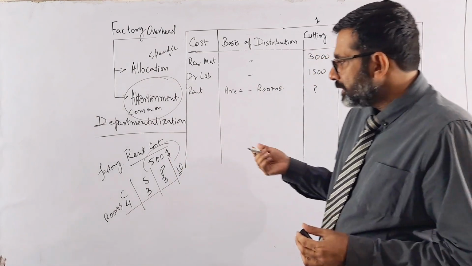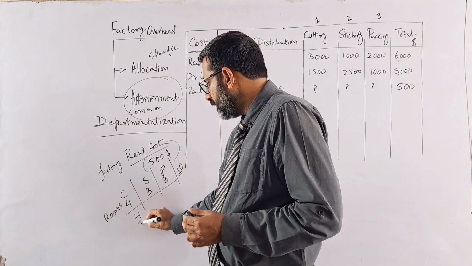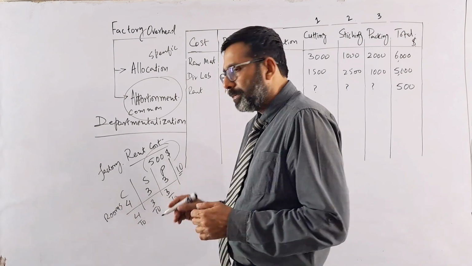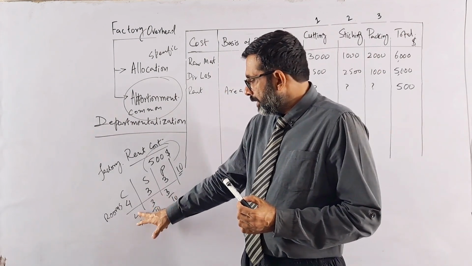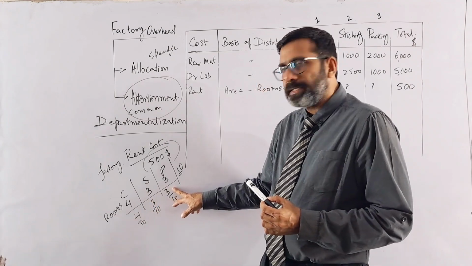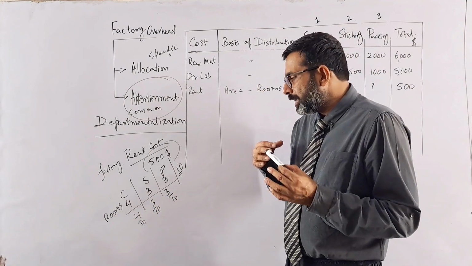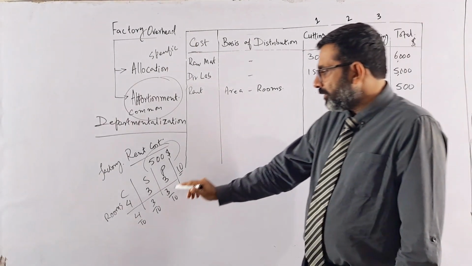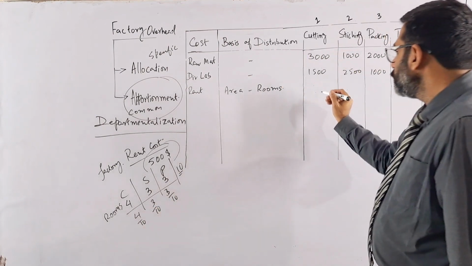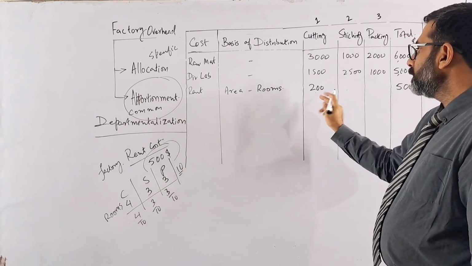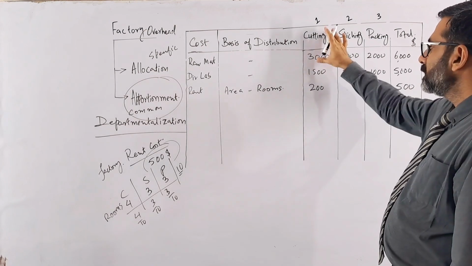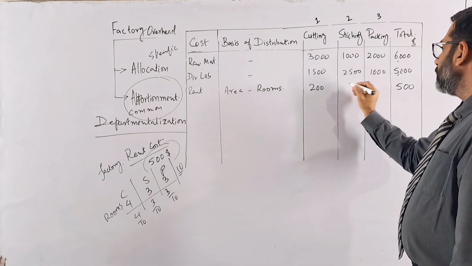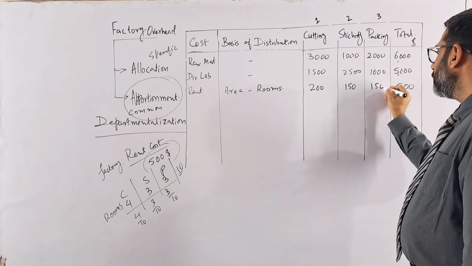So how will we do it? We will simply say that it will be 4 by 10, it will be 3 by 10, and again 3 by 10. Meaning out of 10, 40% here, 30% here, and 30% here. So this cost will be distributed. The 500 is the total. Out of that 500, we have 40% here, so 200 will be apportioned to the cutting department. Now the next one is 150, and again 150.